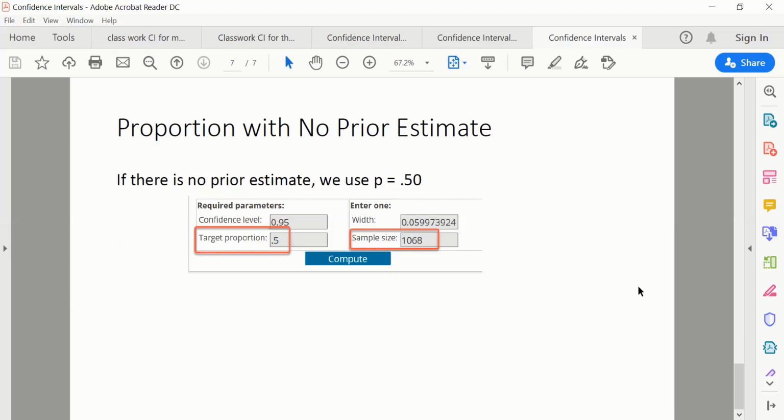With the proportion with no prior estimate, then you're going to use 0.5. The reason you use 0.5 is because it's the worst possible percentage you can use, so it's going to give you the highest sample size you need. So use 0.5 if there's no prior estimate. Everything else is the same. We put in 0.06 and we got 1,068. In this case, it's really close because 0.5 and 0.37 are almost the same. So it comes out just a little bit higher.